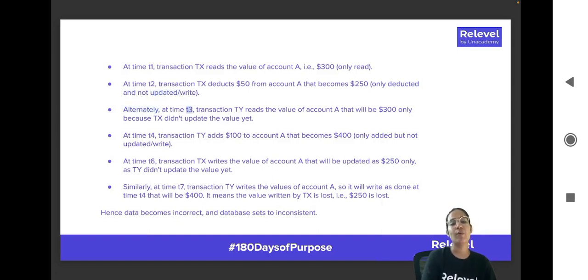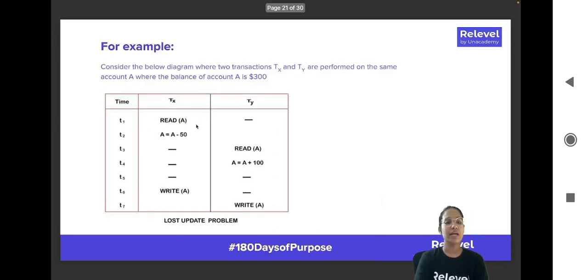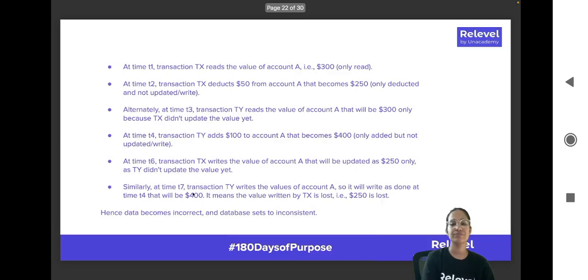Alternatively, at T3, transaction TY starts executing, right? And the value of the account was actually 300, correct? So here, I think I did one part wrong. Read A will also read as 300 only. Why? Because so far A has not been updated. A has not done the write operation. Okay. So TX will read 300, and TY will also read 300. Why? Because TX has not updated the value in the account.